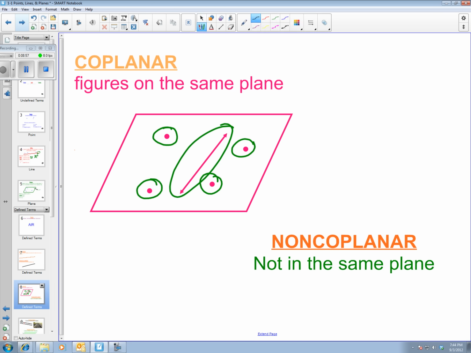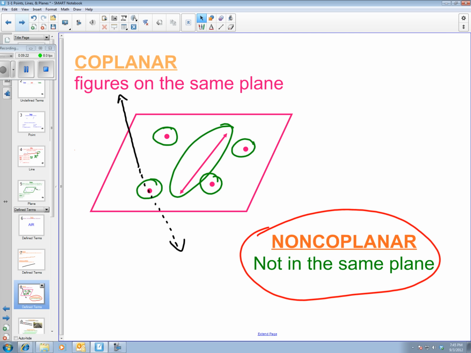Now, if I were to draw a line, that also looks like it's coplanar. But if we make the bottom half of that line dotted, that represents a line that is actually going through the plane. That would be considered non-coplanar. Non-coplanar means not in the same plane.